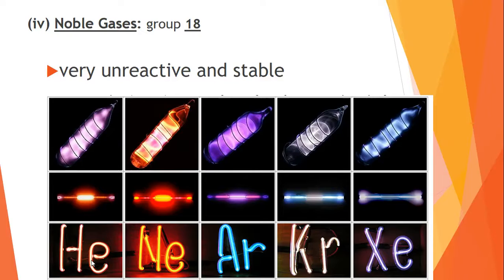All right, so all you have to know about the noble gases is they are found on the very far right-hand side of the periodic table. They are non-metals and they are very, very stable. So helium, neon, argon, krypton, xenon, and radon.